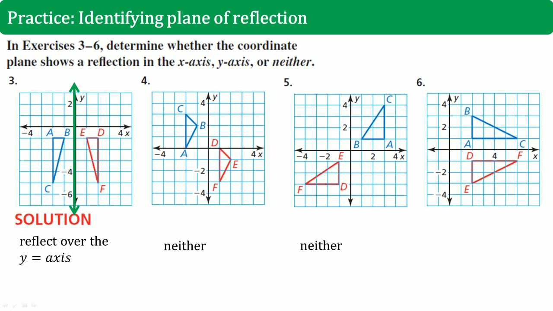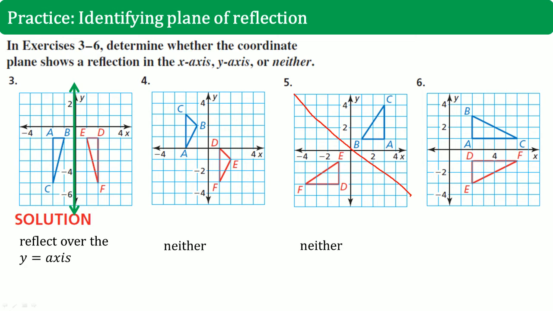Number 5. This one is neither as well. This one is actually a reflection, but it does not reflect over the x-axis or the y-axis. This one is a special case where it reflects over the y equals negative x line here. You're going to see number 5 later on.